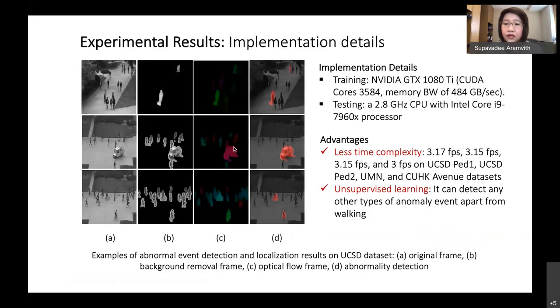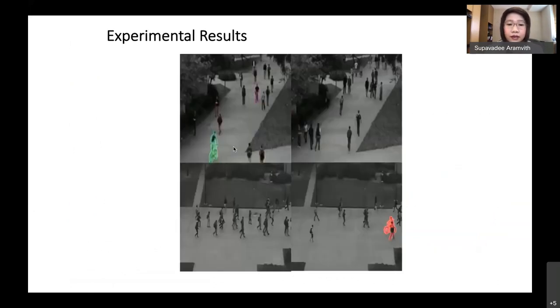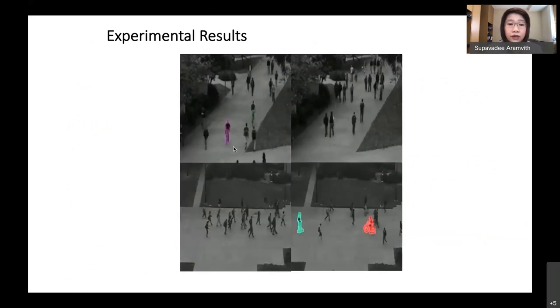For the implementation details, training uses an NVIDIA GTX GPU, and testing uses an Intel Core CPU. The advantage of our algorithm is that it has less time complexity, about 3 frames per second, and being unsupervised learning, it can detect several anomalies even apart from walking. And this shows the result.